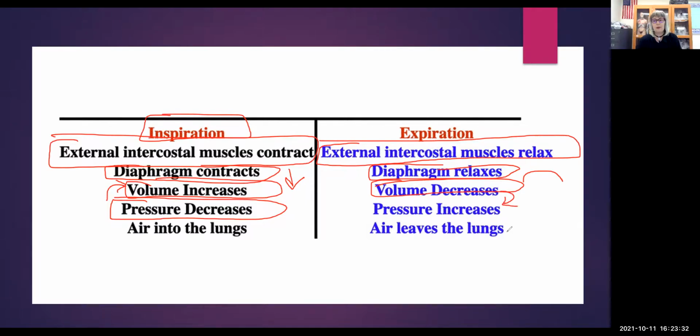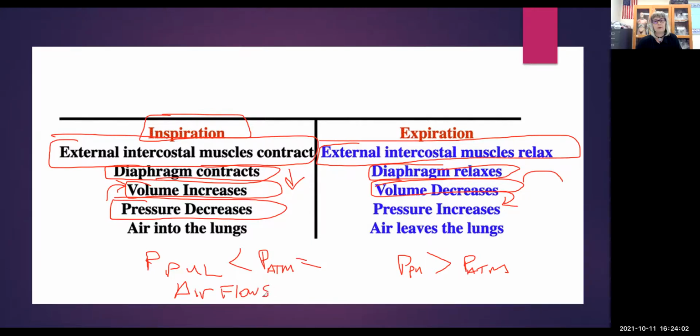So therefore, down the partial pressure gradient: here, P pul is greater than PATM, which means that the pulmonary pressure is greater than the atmospheric pressure. Whereas here, P pul is less than PATM. So therefore, air flows in, meaning O2 in. Air flows out, meaning CO2 out.